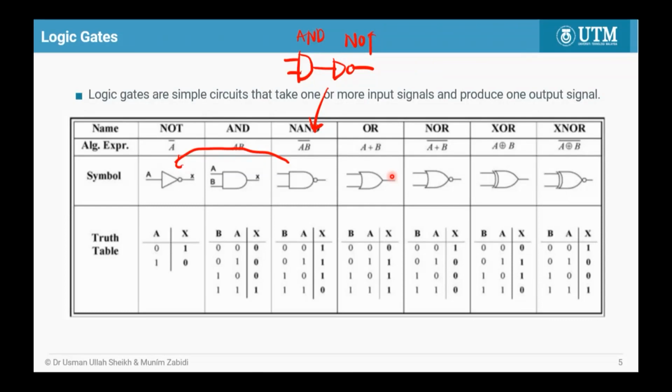And then we have an exclusive OR. So this is the symbol of exclusive OR. This is the expression, A plus, and then you have a circle inside here, and B. And this is the truth table.